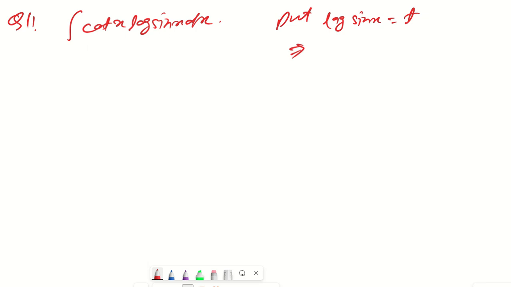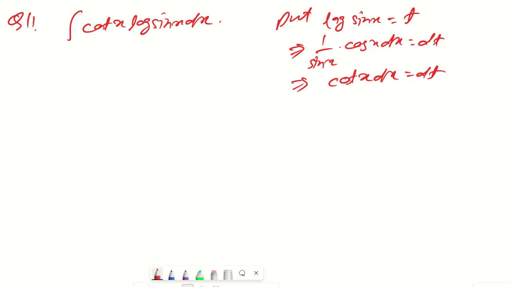Then what will happen? Log of something is 1 by that thing, so we will have 1 by sin x into differentiation of sin x, which is cos x dx, is equal to dt. And you know already that cos by sin is nothing but cot, so we get cot x dx is equal to dt. So it is very easy now to understand. The questions are also given in such a fashion that this log sin x can be replaced by t, and in that case we will get dt is equal to cot x dx.